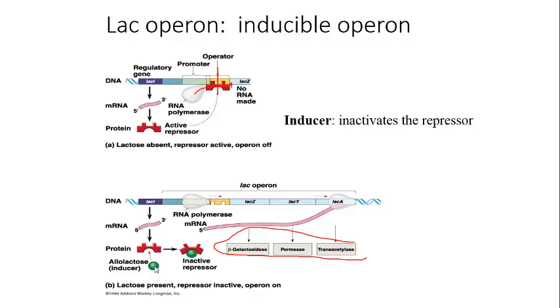So lactose is going to work as an inducer. It binds to the repressor and changes its shape to release the repressor from the operator, giving RNA polymerase access to those genes and allowing those genes to be transcribed and to make the enzymes needed to break it down.